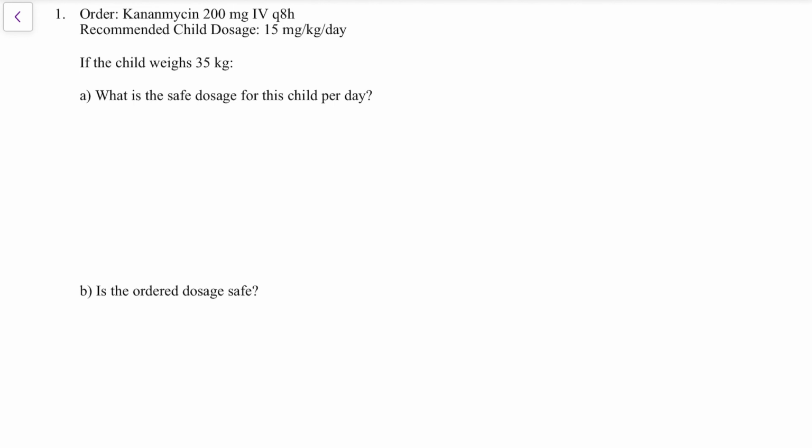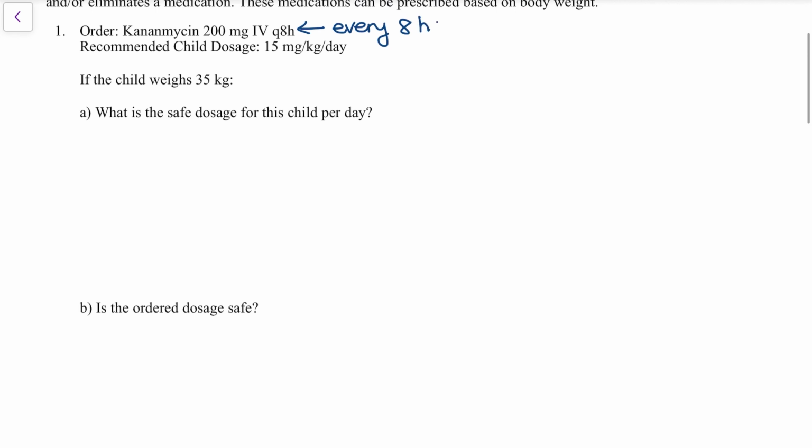So in this question, I have an order of a medication, 200 milligrams through the IV every 8 hours. So this Q8H means every 8 hours. The recommended child dose is 15 milligrams per kilogram per day. If the child weighs 35 kilograms, what is the safe dosage for this child per day?